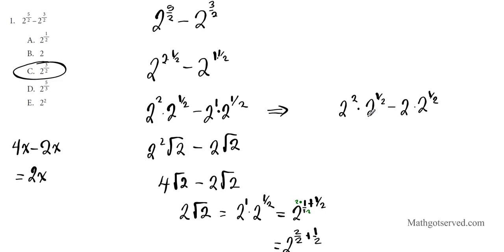Notice that 2 to the 1 half are common to these two terms. So what I can do is factor it out. So let me draw a line here. This is another way of doing this. Whichever method you like, you can always use, okay? So I'll just factor it out.